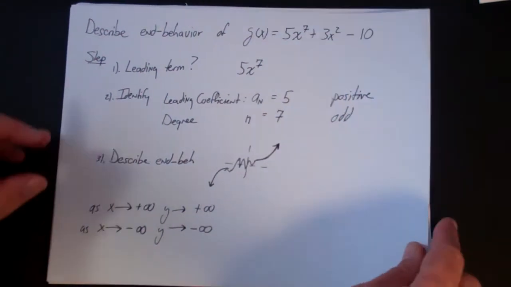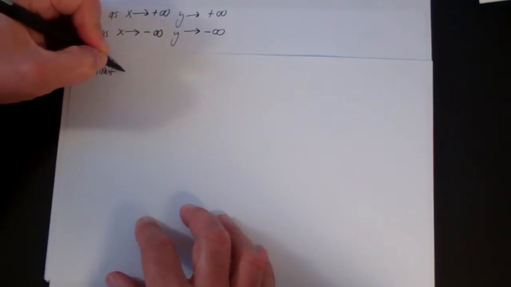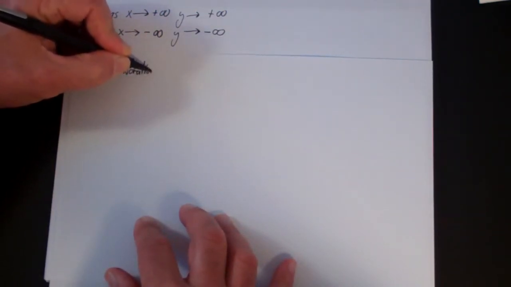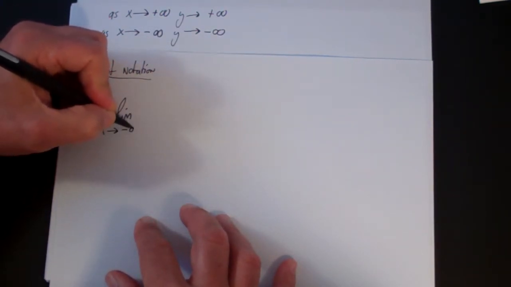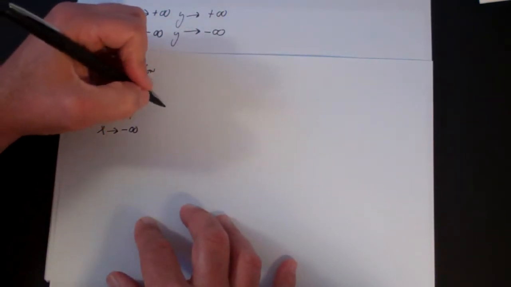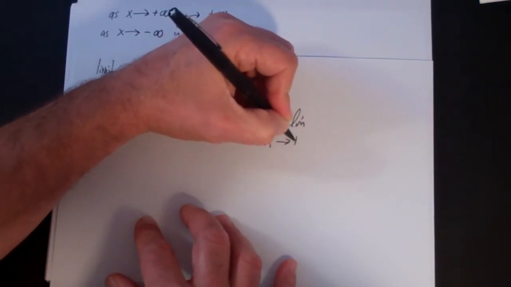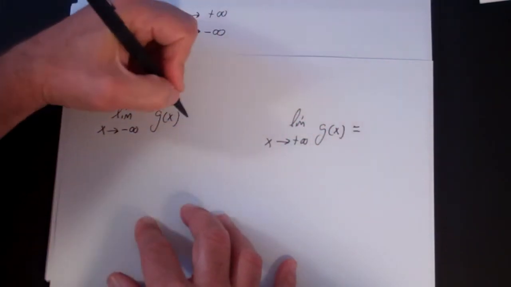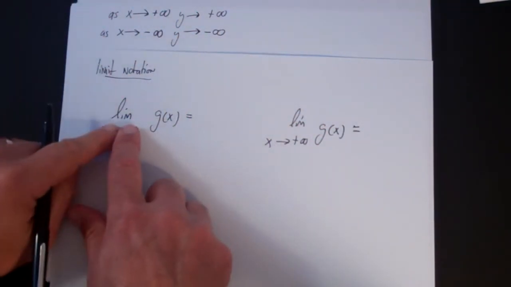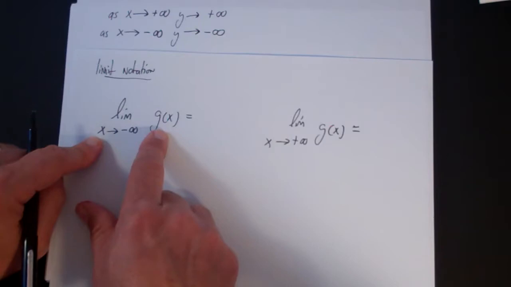Now we're going to do exactly the same thing, but we're going to just use a different notation, what's called limit notation. And limit notation is simply this. You're simply going to fill in these gaps. You start off with the limit as x goes to minus infinity of, in this case, g of x, and the limit as x goes to positive infinity of g of x. And this is just a simple way of writing the same thing that we did before. This says as x gets closer and closer to minus infinity, does g of x tend towards something?